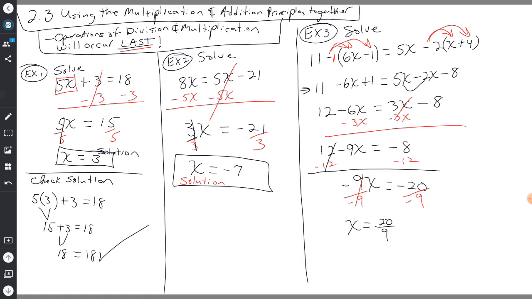So what if we have to change this to a mixed number? What would it look like? This is an improper fraction right now. That's what we call it. 2 and then 2 over 9. Okay. 9 goes into 20 two times. So we know we have that, and 2 times 9 is 18, right? So we have 2 left over. 2 left over 9.